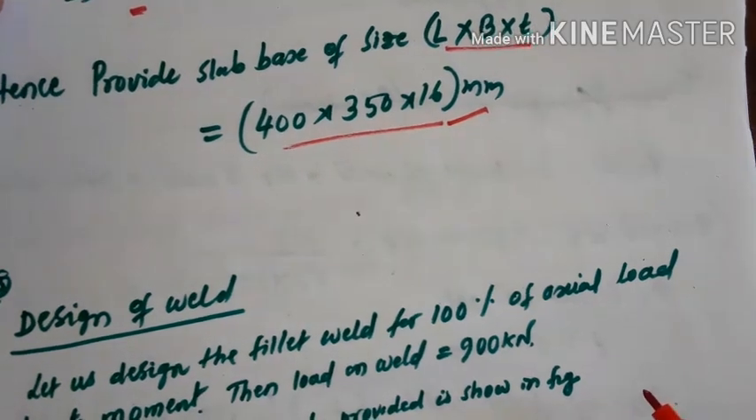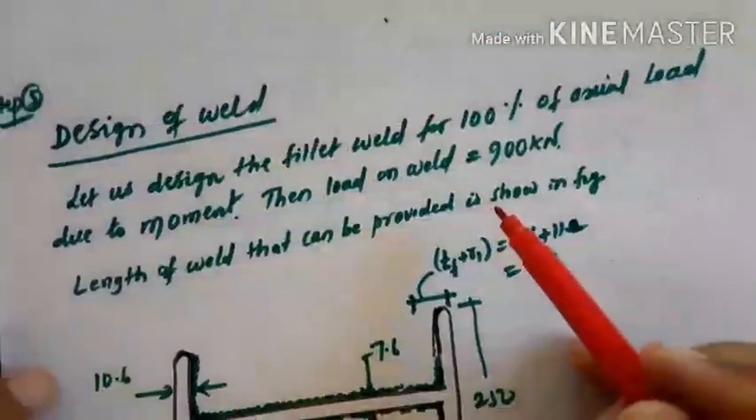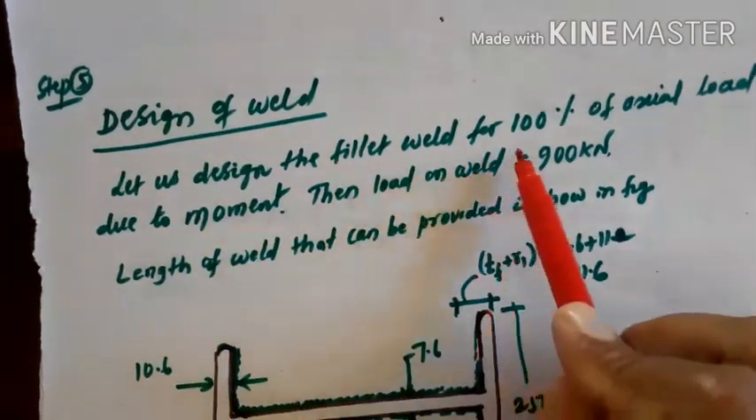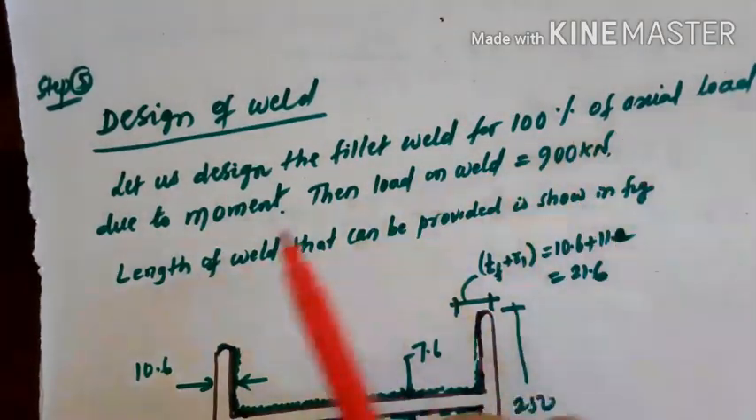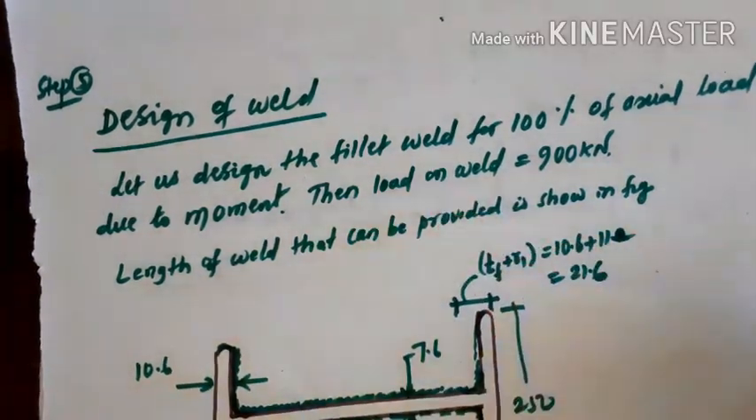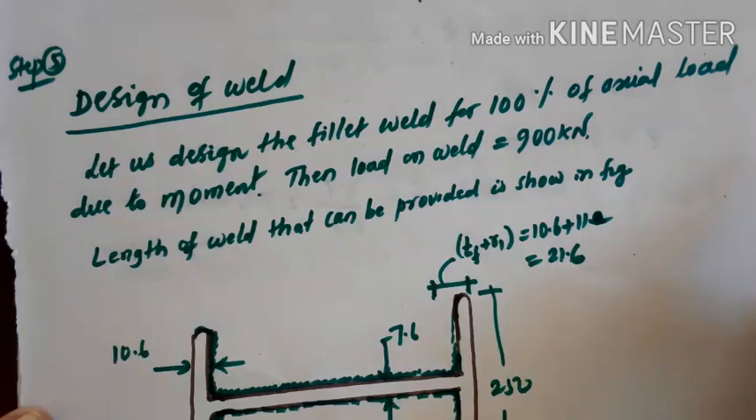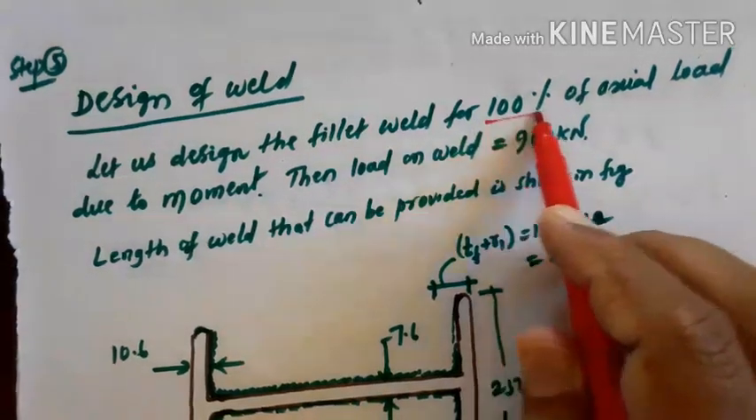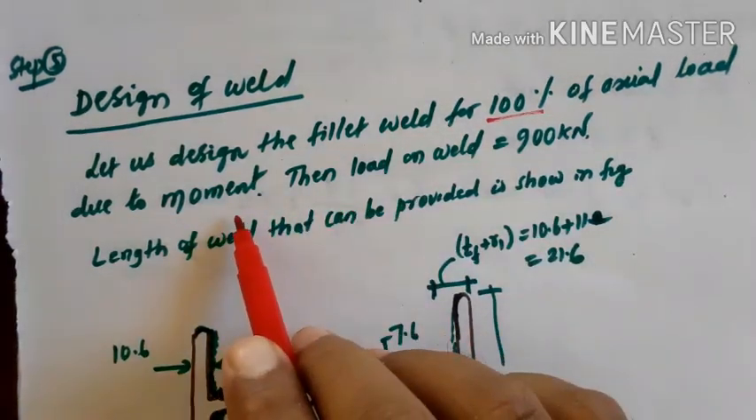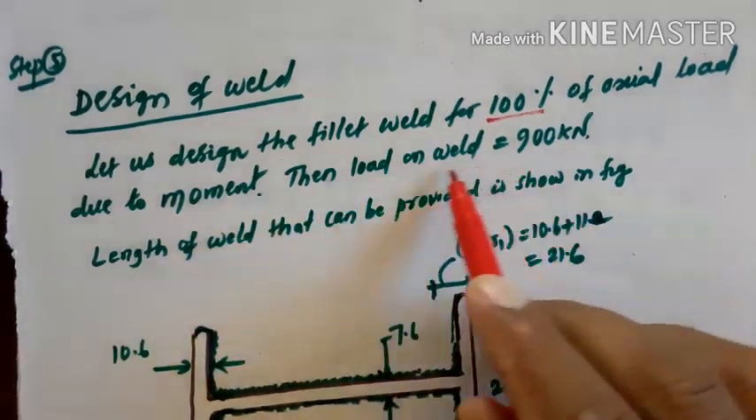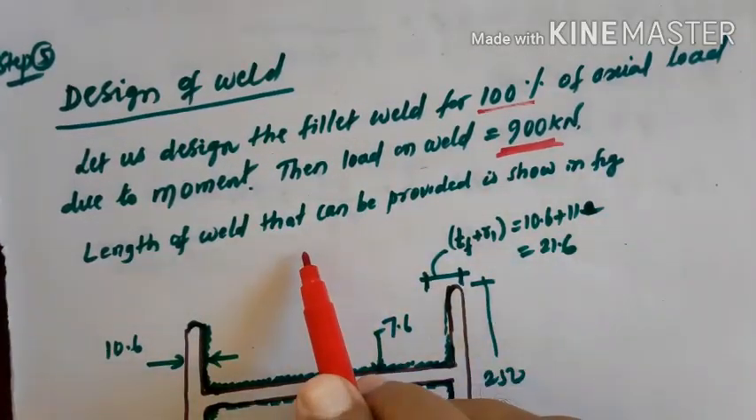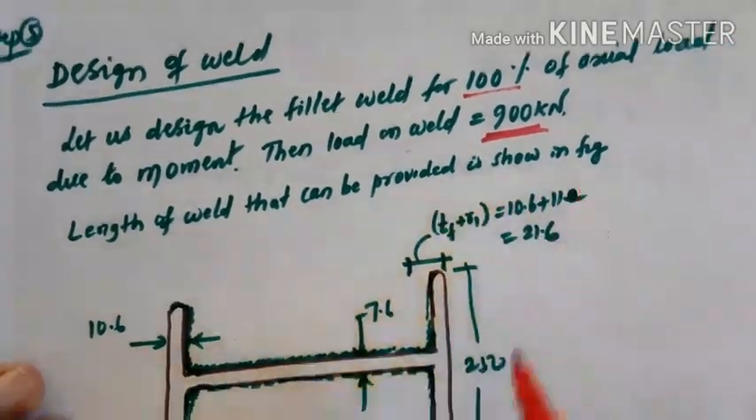Then after this, what is the next step? Design of weld as usual. So let us design the fillet weld for 100% of the axial load due to moment. Here we are not providing any gusset plate, so we are taking 100% axial load, and due to moment, the load on the weld will be 900 kilonewton. So the length of the weld that can be provided is as shown in the figure.